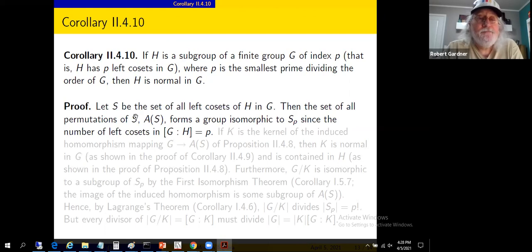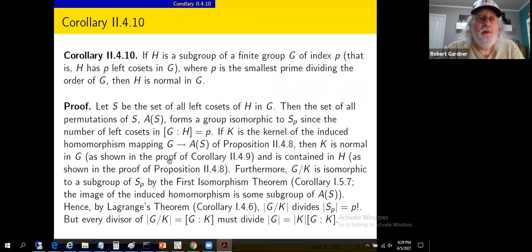Well, let S be the set of all left cosets of H in G, as we've done in this video. The set of all permutations of S, A of S, forms a group. That group's isomorphic to S sub P, because there are P left cosets of H, that's the index P hypothesis up there. Same thing we had in the previous proof, except this time we've got P as a parameter. Last time we had n.